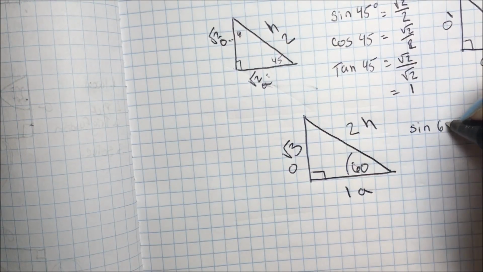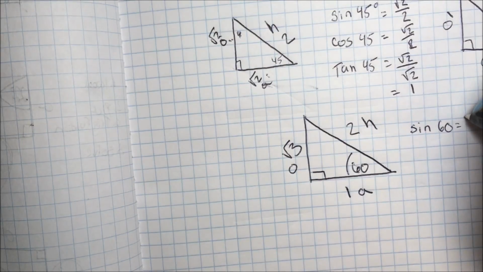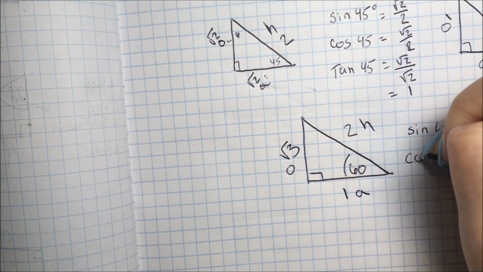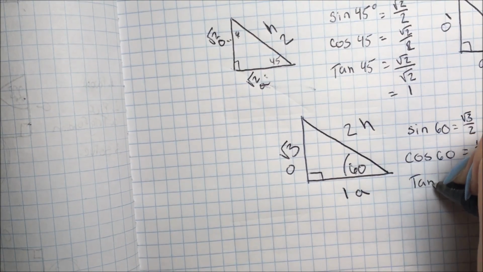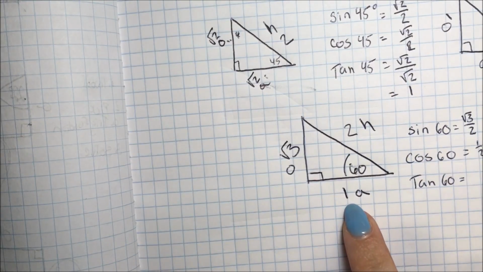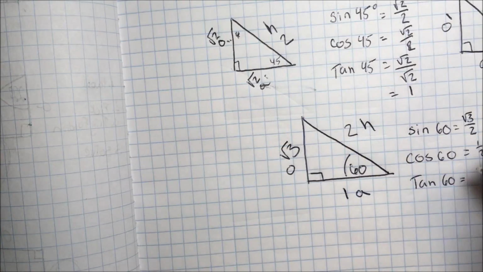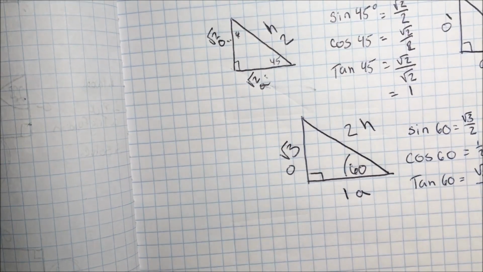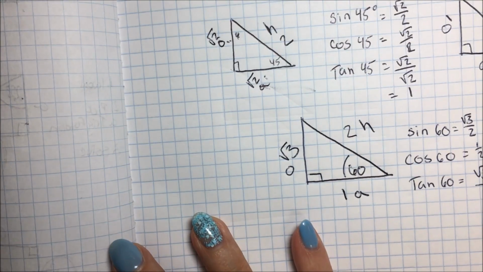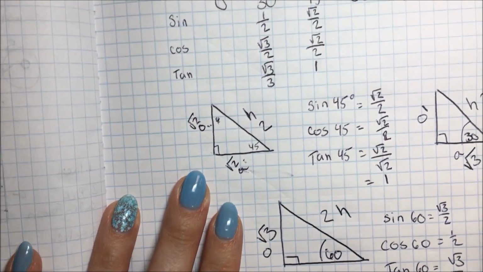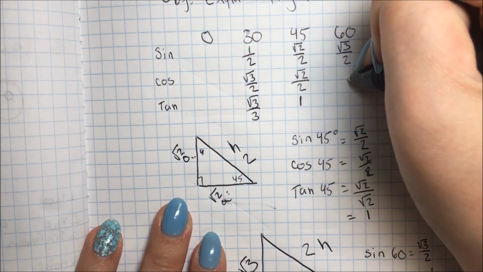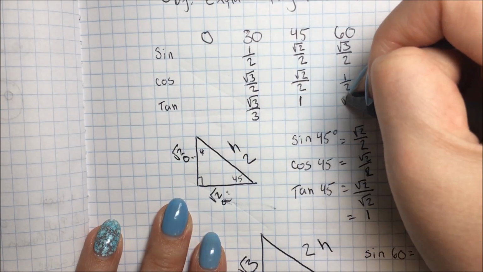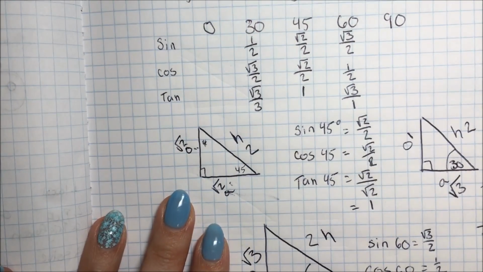So the sine of 60 is opposite over hypotenuse, or radical 3 over 2. The cosine of 60 is adjacent over hypotenuse, or 1/2. And the tangent of 60 is going to be opposite over adjacent, which is radical 3 over 1. Okay. So I'm going to go ahead and fill these in for sine, cosine, and tangent.